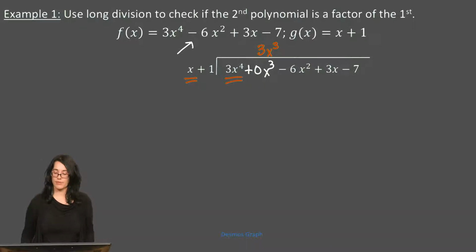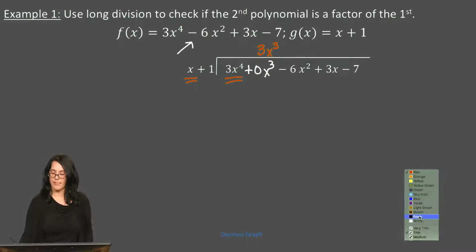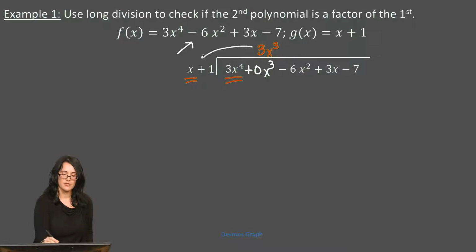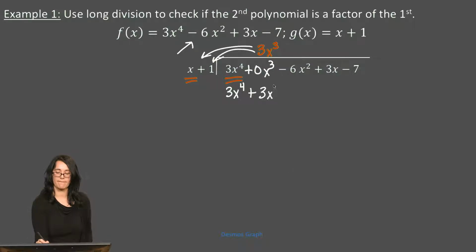Next up, remember what the process was? We would multiply by whatever was in front. So we got 3x cubed times x. Well, that's 3x to the 4th power. And then 3x cubed times 1, that's 3x to the 3rd power. Remember the next step? Subtract. In other words, draw the line and change every sign. Negative 3x to the 4th, and now it's negative 3x to the 3rd.